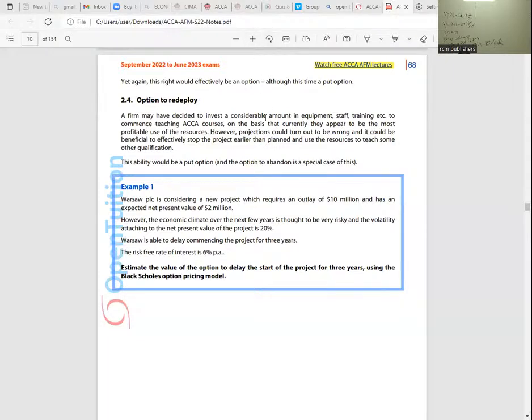Is it going to be a put option or a call option? For instance, this is a call option to delay. To delay is a call, because at the end of the day, even if it's delayed, you'll have to buy. To delay is a call.